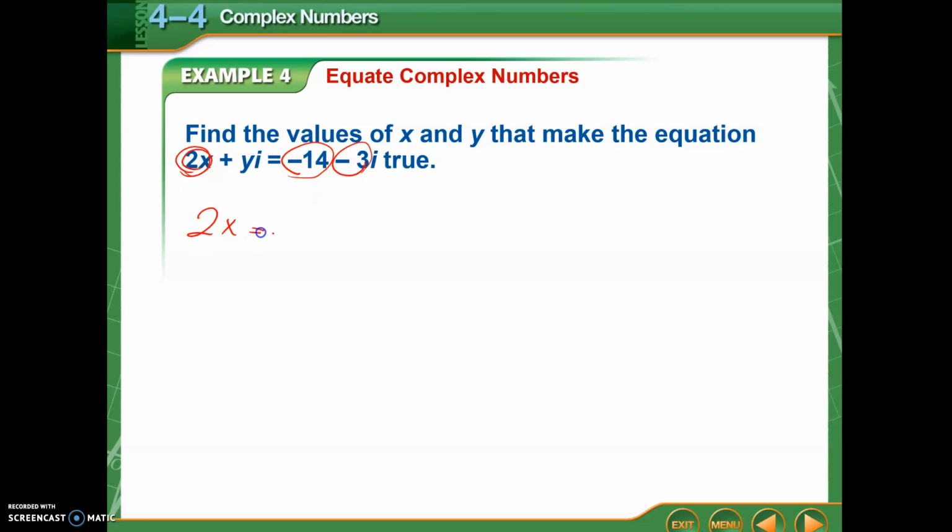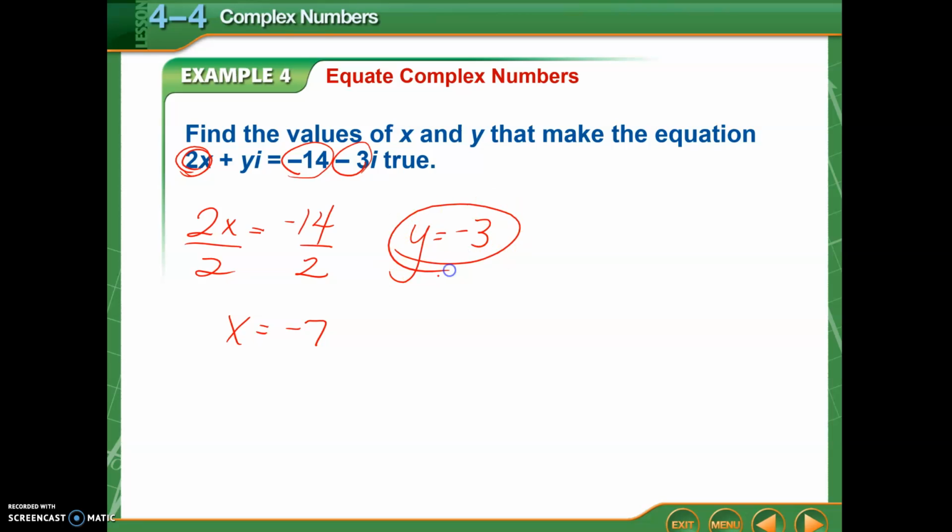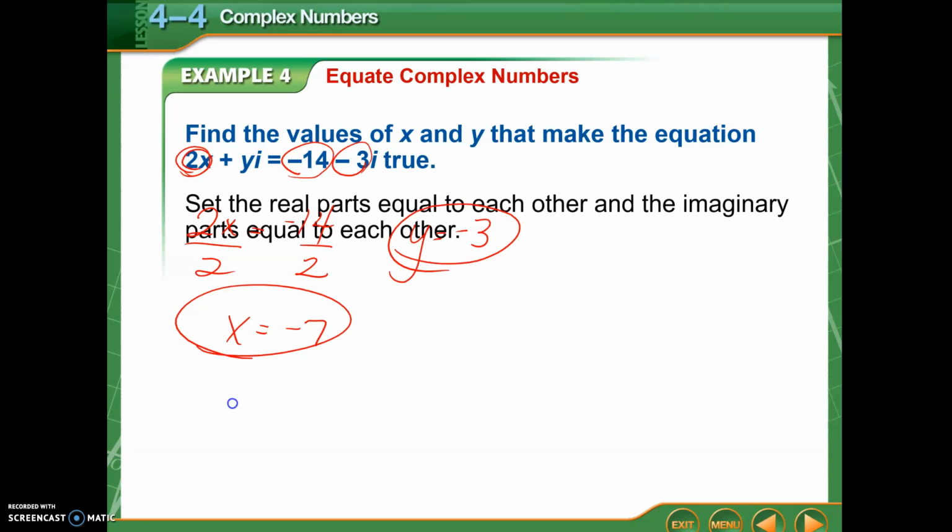So for this 2x plus yi to equal this -14 minus 3i, then 2x has to equal -14. So 2x equals -14. Solve for x: x equals -7, and y has to equal -3 for them to be equal. So those are the two values that would make that equation true.